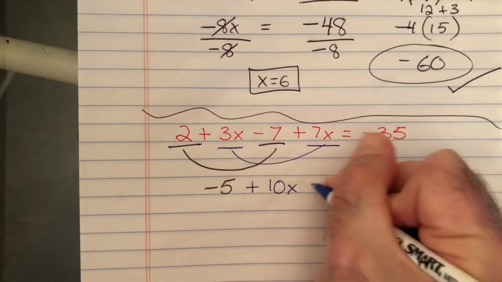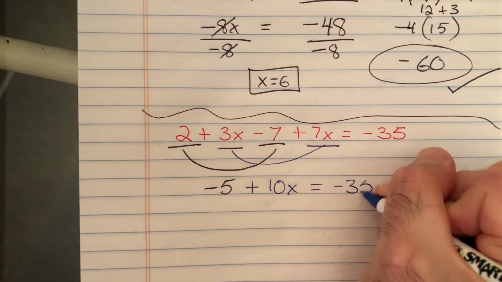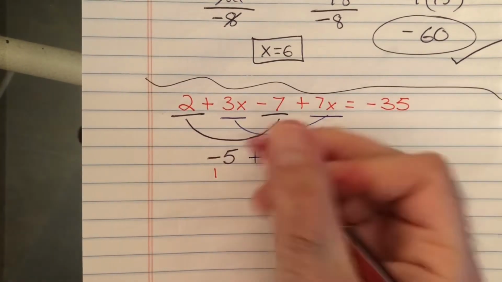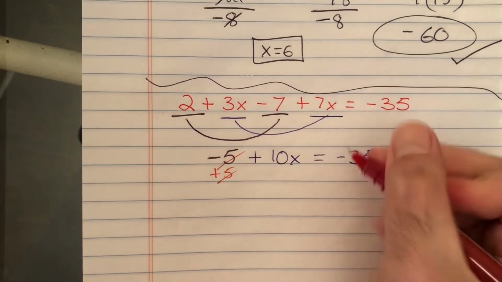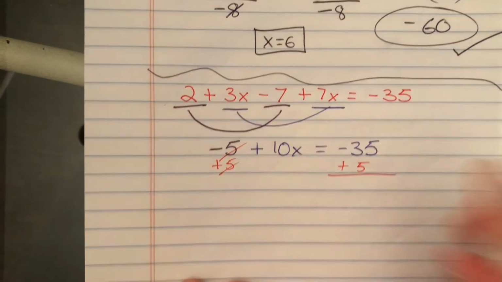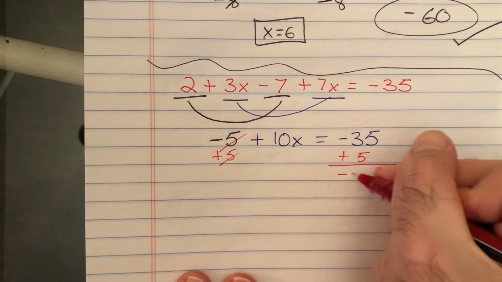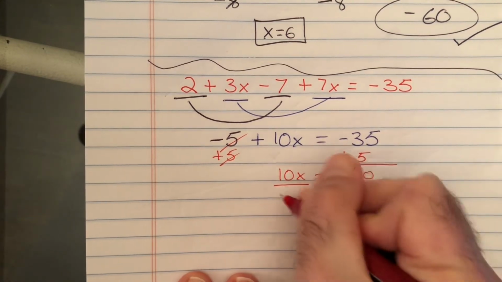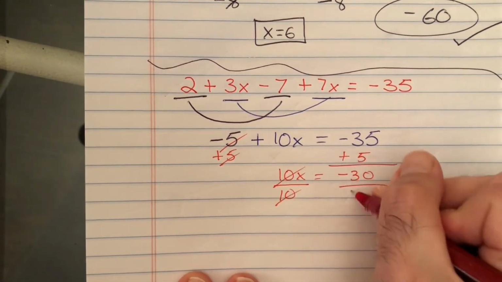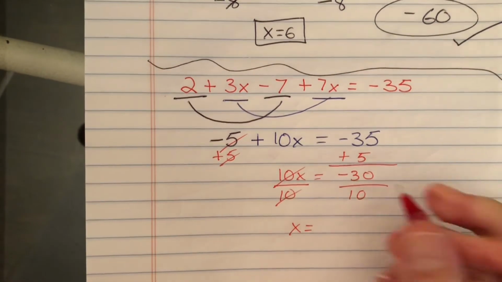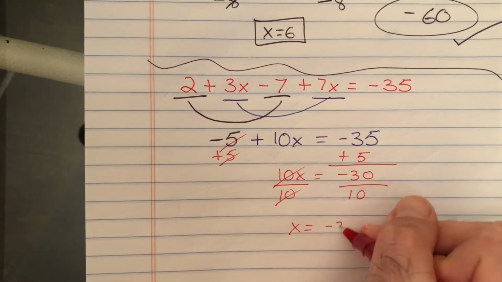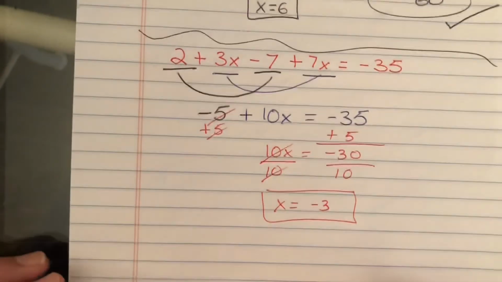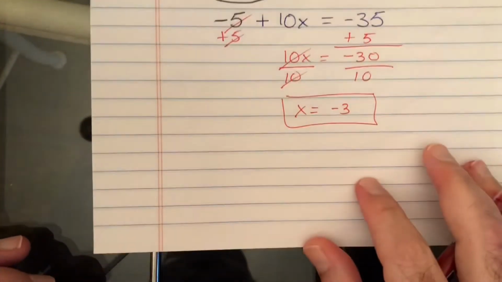10x equals negative 35. I've got another two-step equation with some negative numbers. The opposite of minus 5 is plus 5. Here it cancels, plus 5. Negative 35 plus 5 is negative 30. Bring down the 10x. Divide both sides by 10. X equals 30 divided by 10 is 3, and a positive divided by a negative is a negative. X equals negative 3. Should I check it?